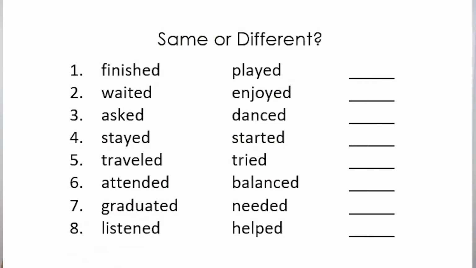Okay, so we want to give you some practice now. Look at these words on the screen and decide whether each pair is pronounced the same ED ending sound, or differently. If they're pronounced the same, you can write an S beside. If they're pronounced differently, write a D. Pause the video here, and when you finish, press play, and you'll hear the answers.